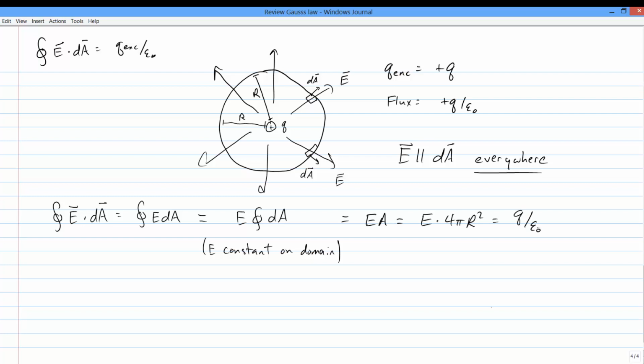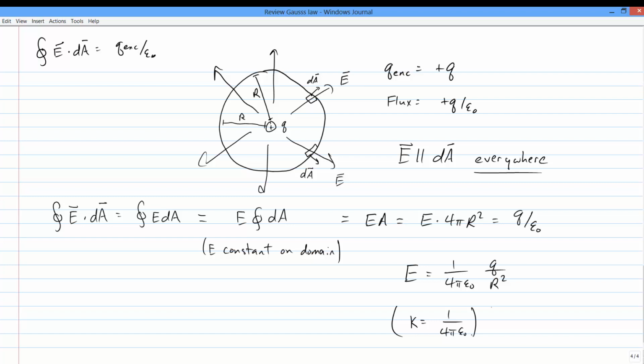Putting this all together, we can solve for E and recover Coulomb's law, as long as we remember that the Coulomb constant K is equal to 1 over 4 pi epsilon naught. Kind of a cute trick. And we can expand on that trick to solve for E fields in situations we didn't already know the answer for. One word of caution, though.